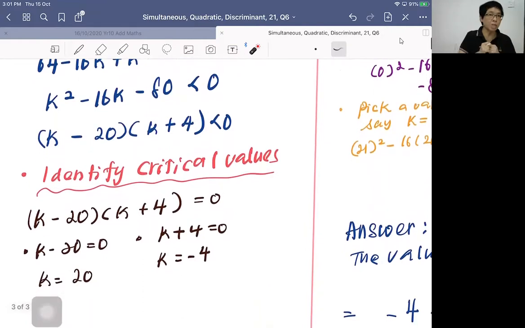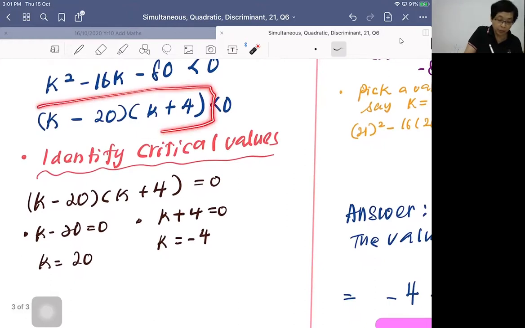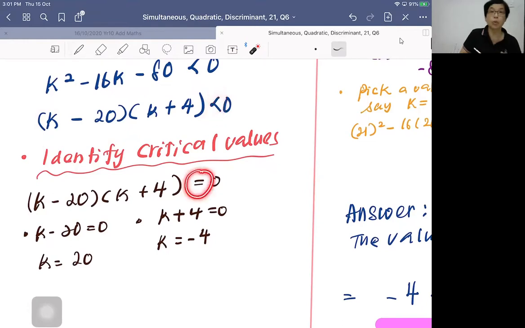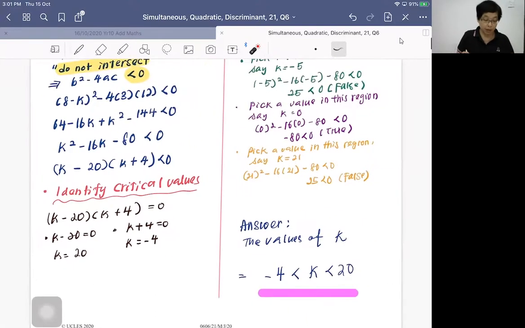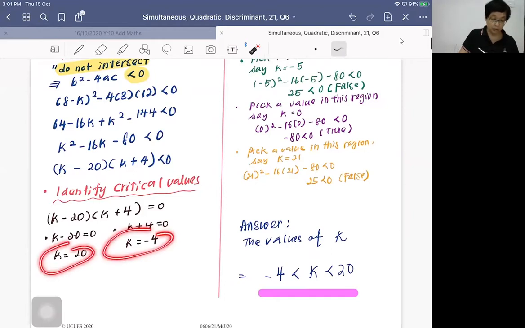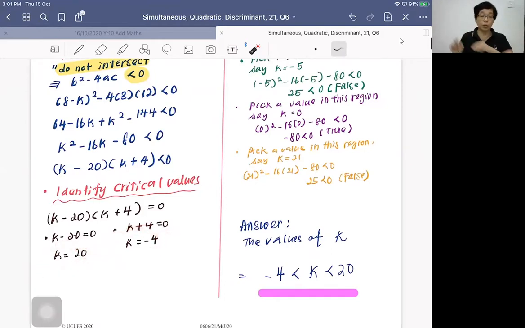But before that, bear in mind, there are marks allocated for the ability to identify critical values. So now what we're going to do is take the same equation, but the only difference is that from the inequality, we turn it into an equal sign. Then from there, we get a simple equation, factorise and solve respectively. You get k equals 20 and k equals -4. Then from there, these are the critical values: k equals -4, k equals 20.